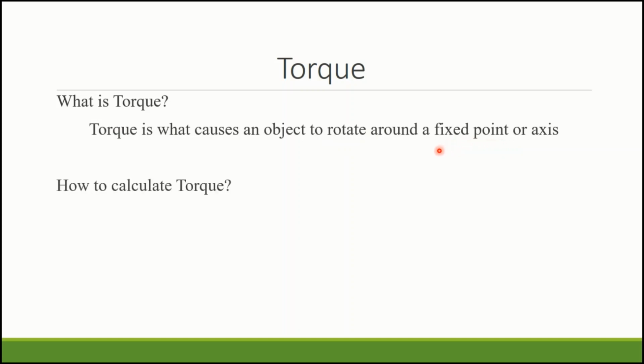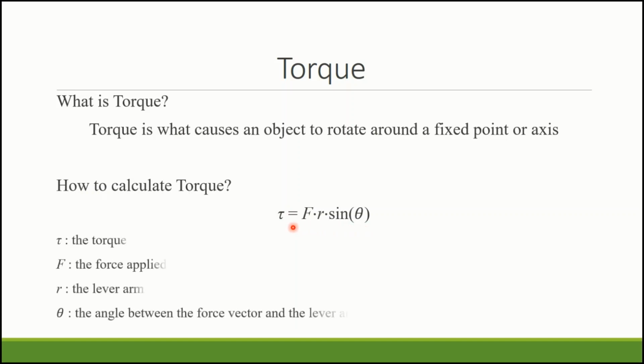Mathematically, torque can be calculated using this formula, where tau is the torque, F is the force applied, R is the lever arm, which is the distance from the axis of rotation to the point where force is applied. Theta is the angle between the force vector and the lever arm.